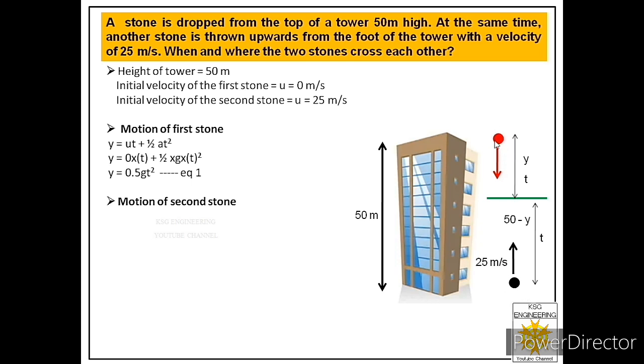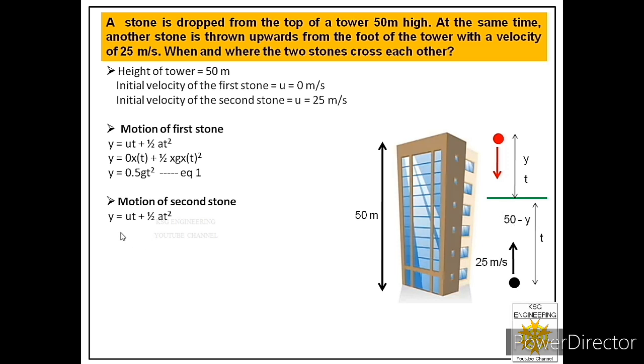So in the motion of the first stone we have used the second equation. So let us apply the same equation to the motion of the second stone, that is y = ut + ½at². So u over here is the initial velocity of the second stone, that is given to us as 25 meters per second. a is the acceleration due to gravity, and in this case acceleration due to gravity will act in downward direction, but the motion of the stone is in upward direction. So we will consider acceleration due to gravity g negative in this equation. And t is the time taken by the second stone to cover this distance.